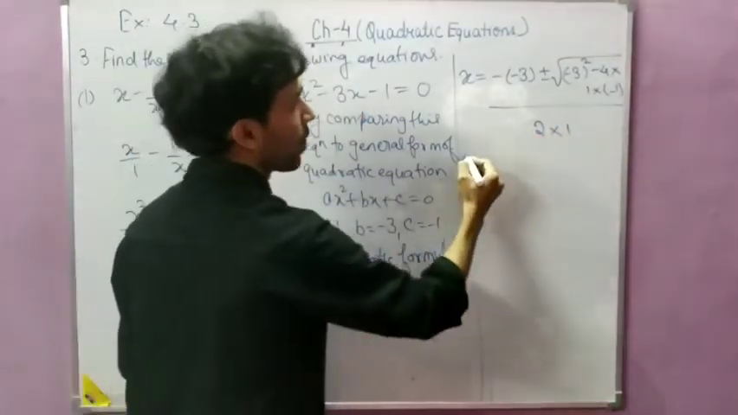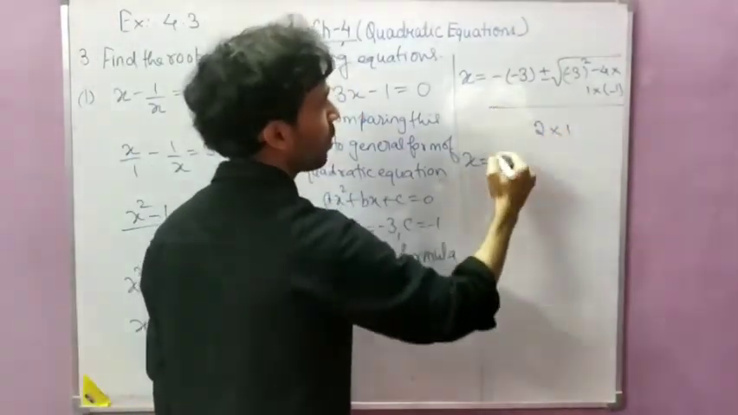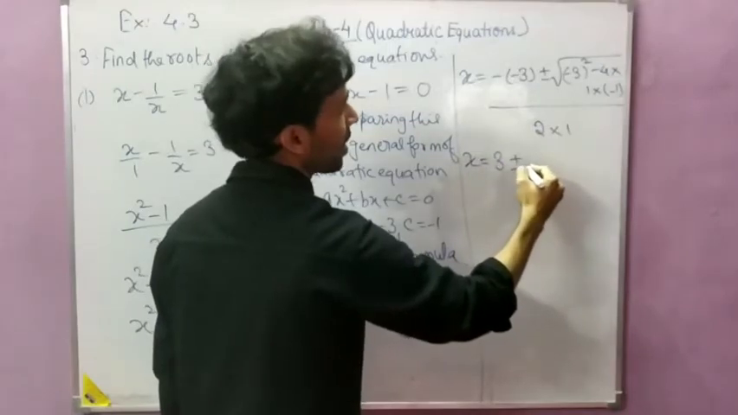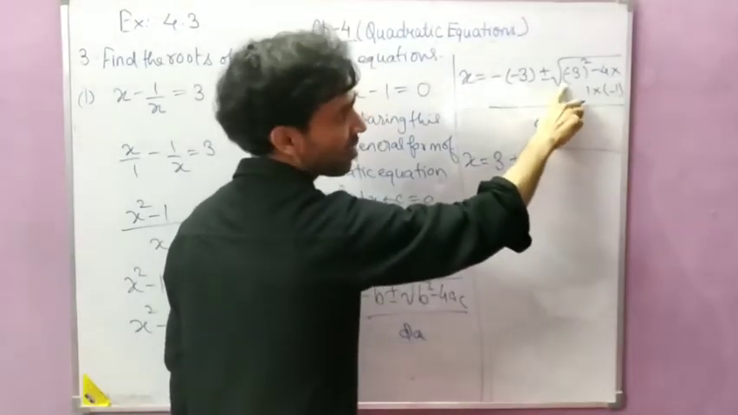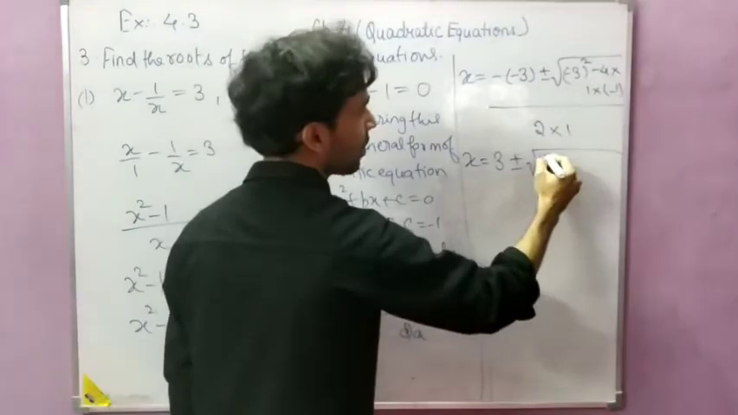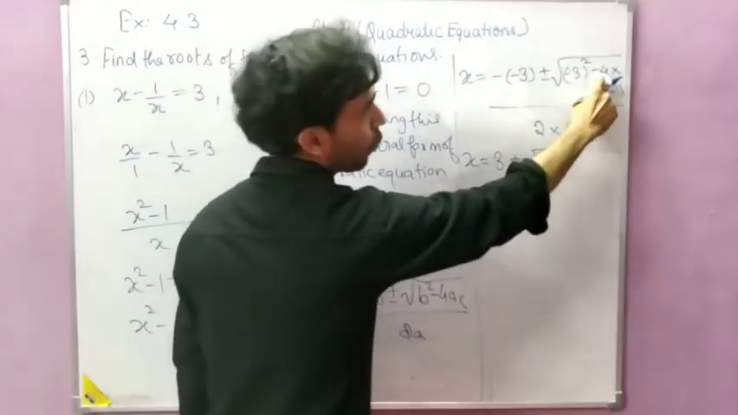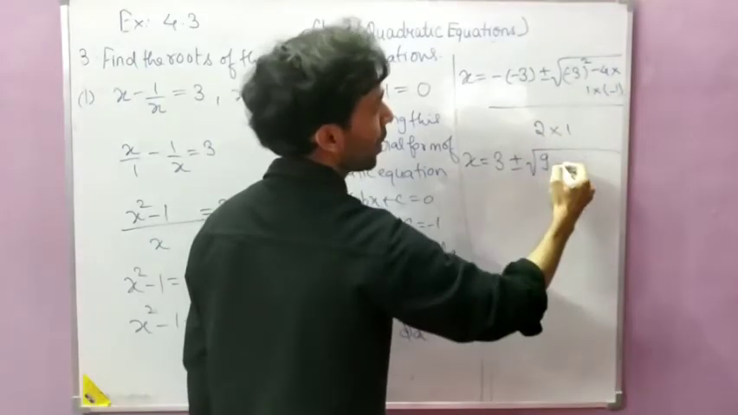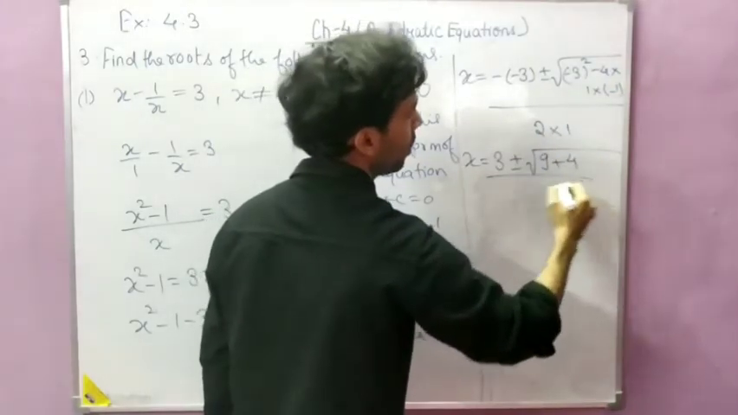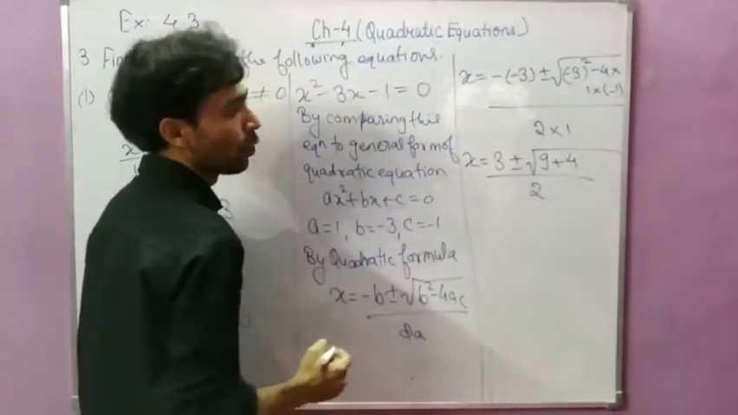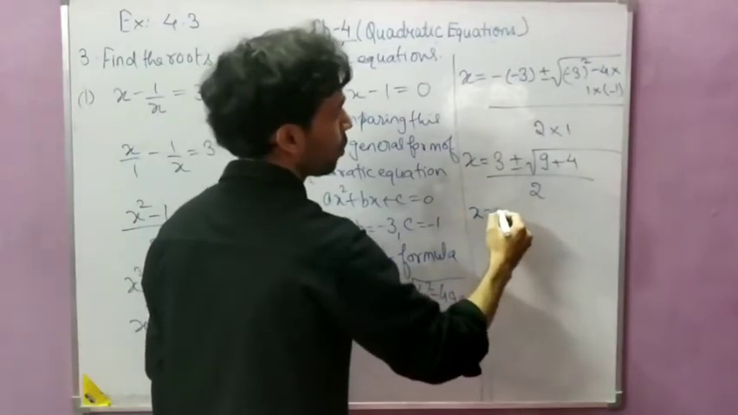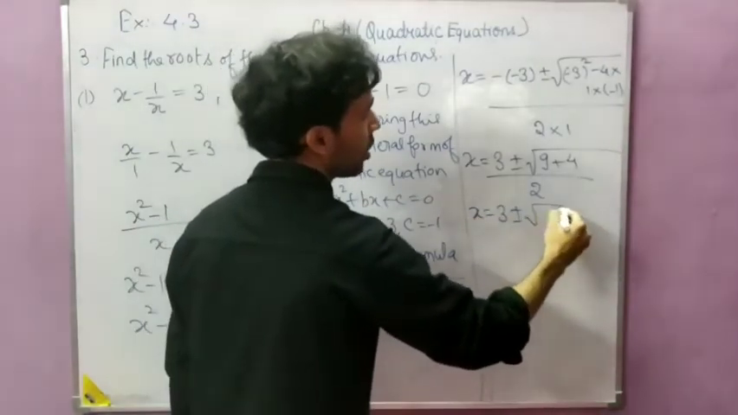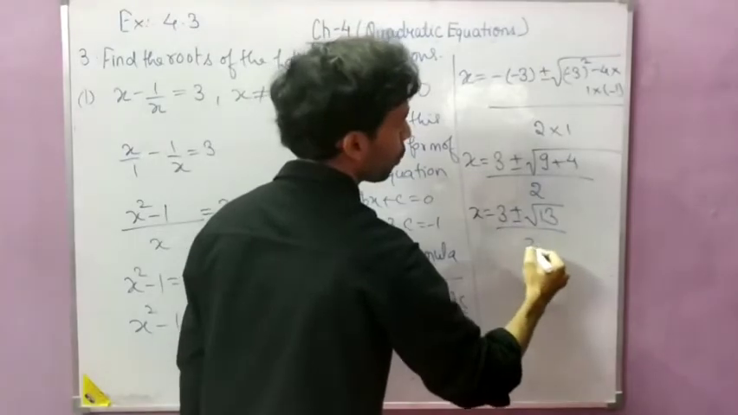Okay, so now x is equal to, minus will become plus, plus minus under root. Now -3 square will become 9. And see, 4 into 1 is 4, and 4 into -1 is -4, and minus will become plus, so plus 4, upon 2. So what you will get? x equal to 3 plus minus under root 13 upon 2.